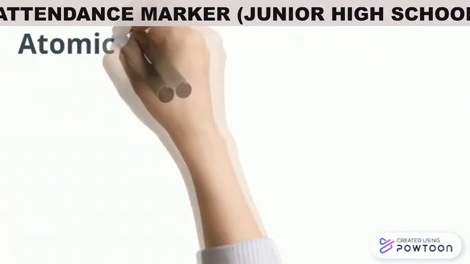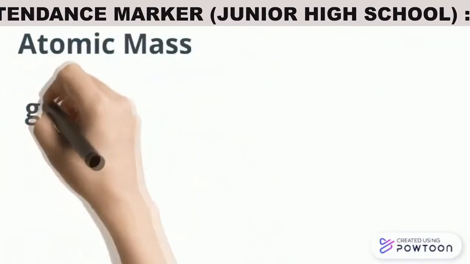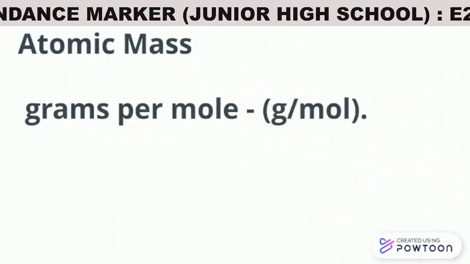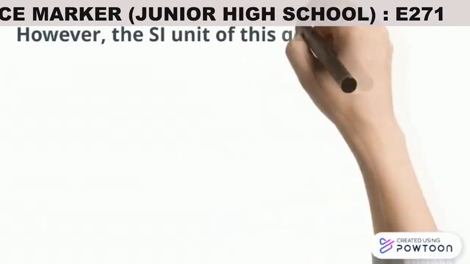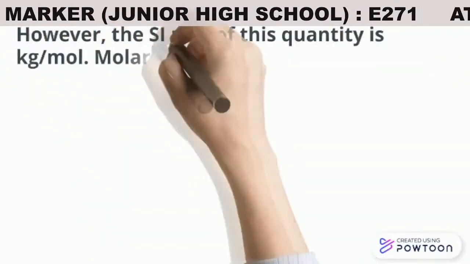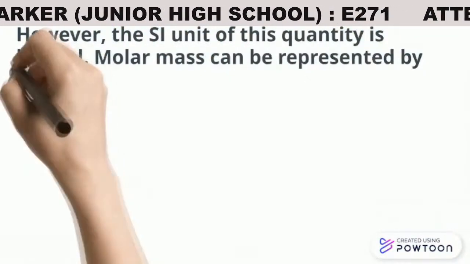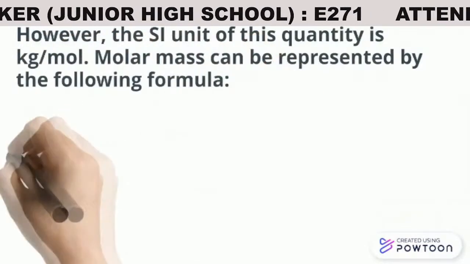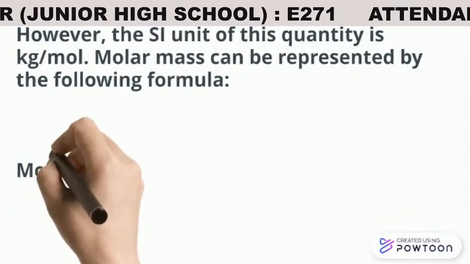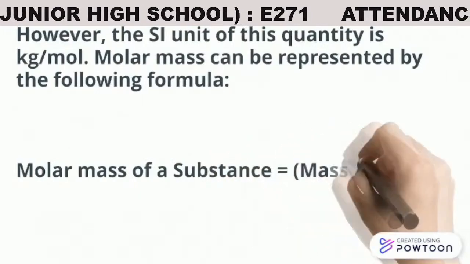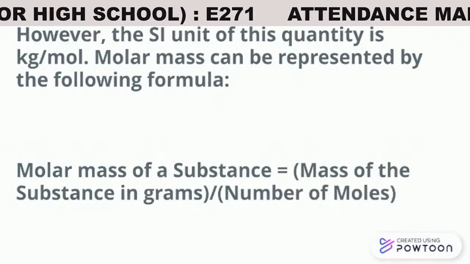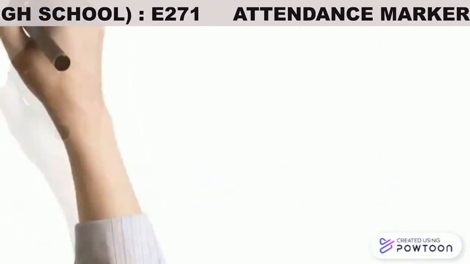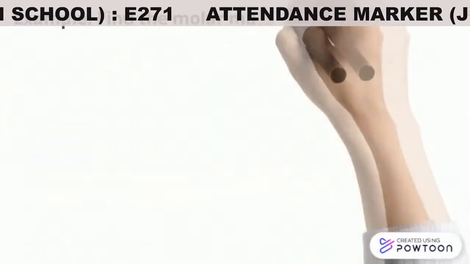The molar mass of a substance is defined as the total mass of 1 mole of the substance. It is numerically equal to the atomic mass and often represented in terms of grams per mole. However, the SI unit of this quantity is kilograms per mole. Molar mass can be represented by the following formula. Molar mass of a substance is equal to the mass of the substance in grams divided by the number of moles.